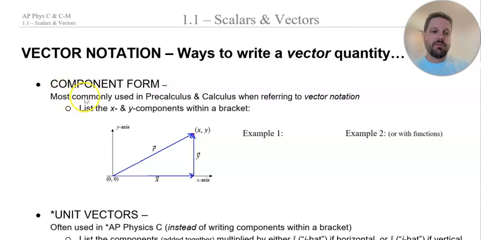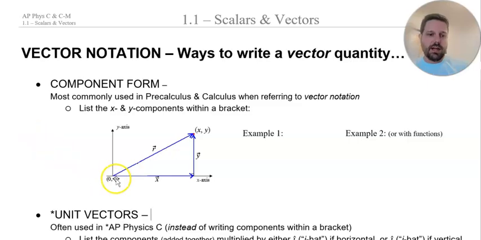So if we have component form, this is again what you're going to use a lot in pre-calculus and calculus when they refer to it as vector notation. Then we have to look at, well, what happens if there's 2 dimensions or even 3 dimensions if there's a z-axis? So we need to list then the x and the y components of that within a bracket.